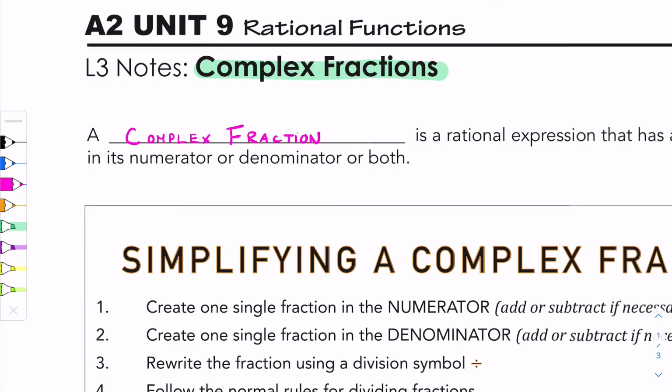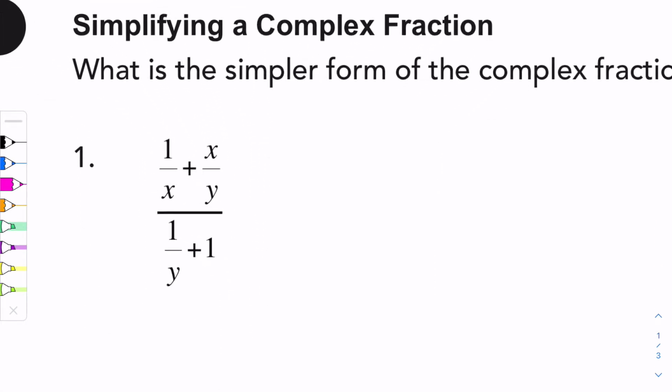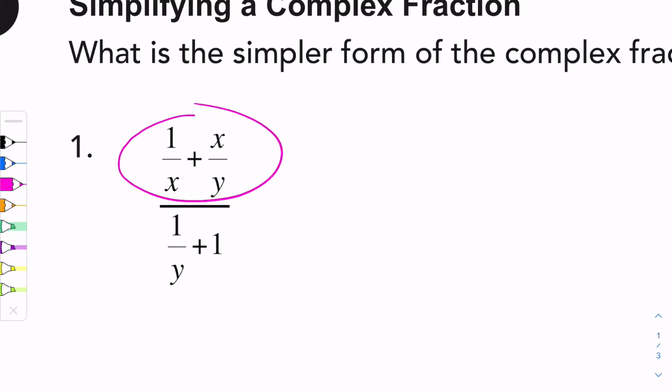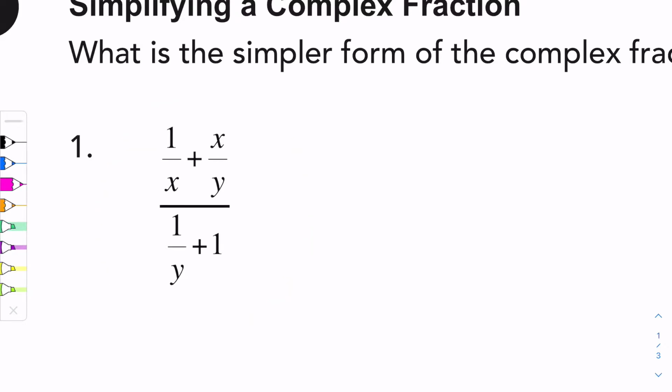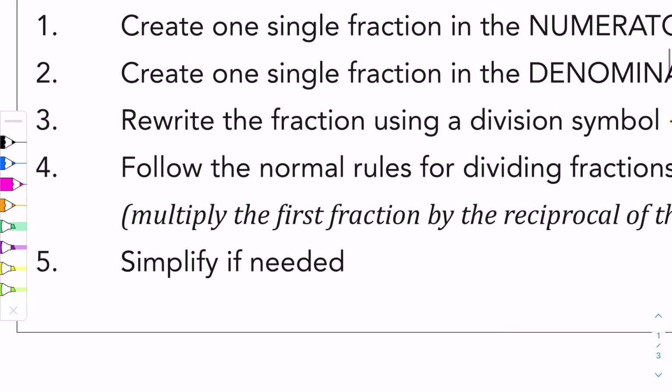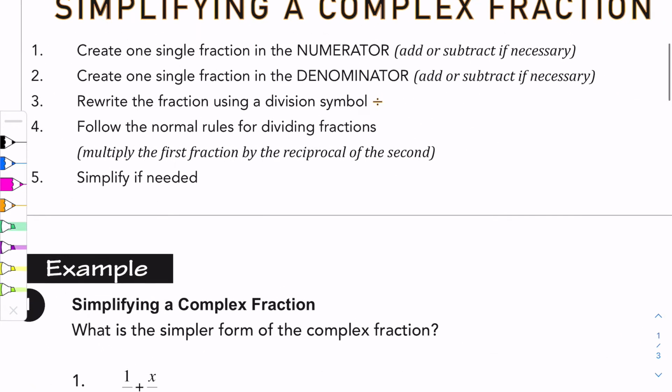So if I scroll down and look at an example of a complex fraction, you can see here that the numerator is two fractions and the denominator is a fraction plus a whole number. This in its entirety is called a complex fraction. It's when you have a lot of stuff happening in both locations, the numerator and the denominator. But simplifying them is pretty simple, especially since we've already learned how to add, subtract, multiply, and divide.